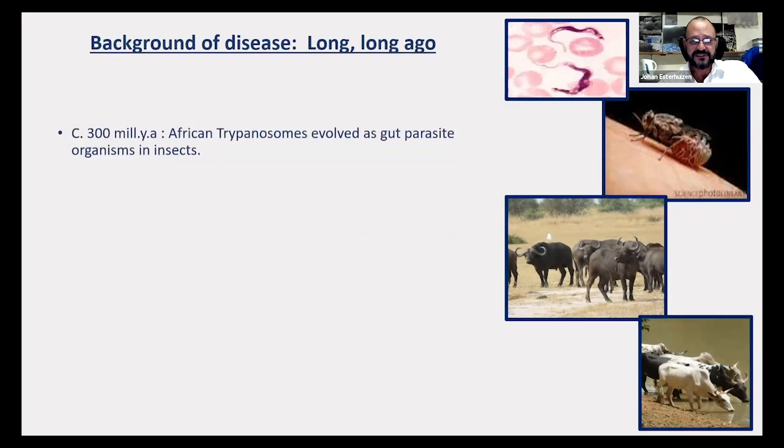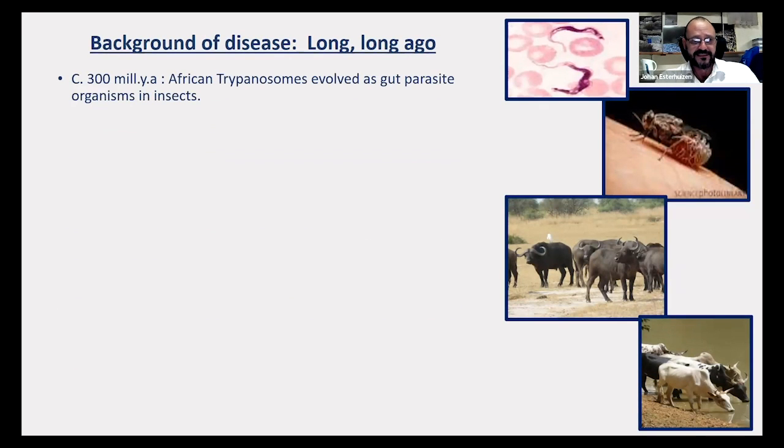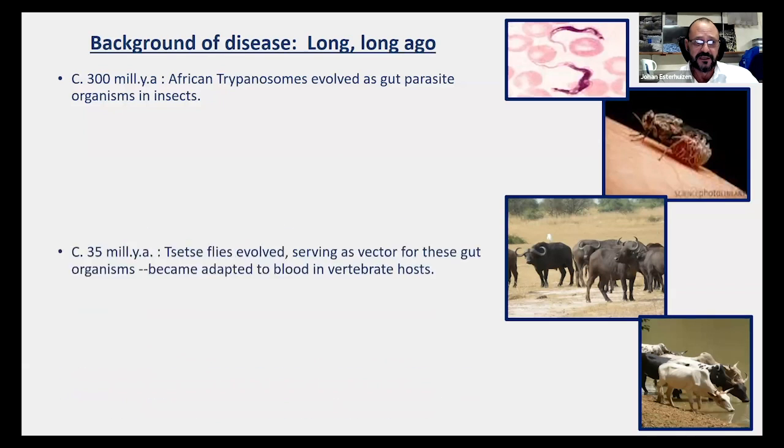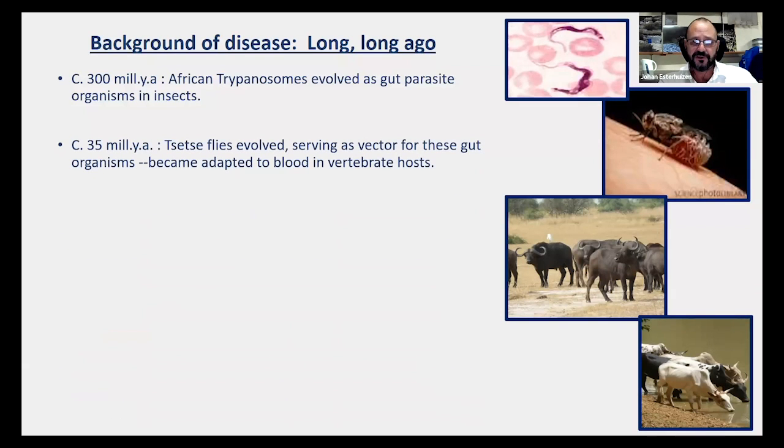Okay, so the background of the disease. So very long ago, African trypanosomes, the parasites, evolved as gut parasite organisms in insects. And then about 35 million years ago, tsetse flies evolved and started to serve as a vector for these gut organisms, which then became adapted to the blood of vertebrate hosts. It's important to note that the parasites only occur in vertebrate hosts, which is basically a warm-blooded or medium-temperature animal, because we also find them in reptiles.